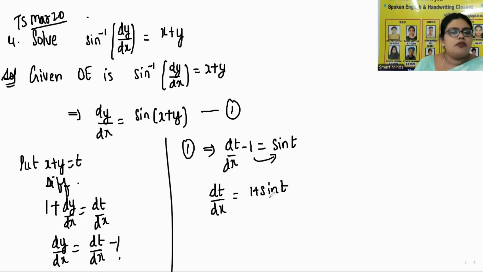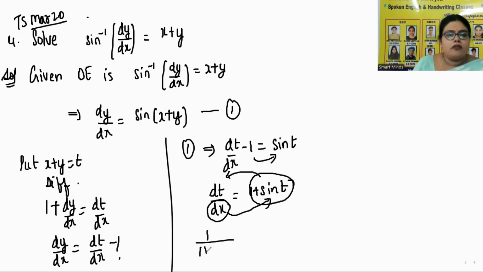Now t terms we will bring one side, x terms we will bring other side. So dx we want in the numerator. So I am bringing dx that side. 1 plus sine t I am bringing this side. So this will become 1 by 1 plus sine t dt is equal to, see, this is 1 plus sine t, okay? So this will become dx.